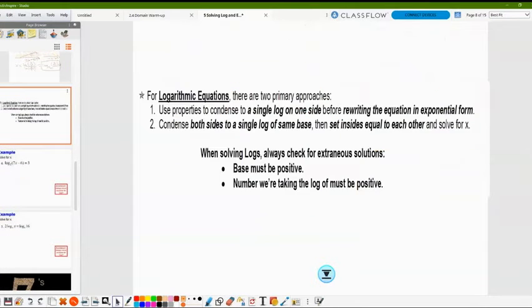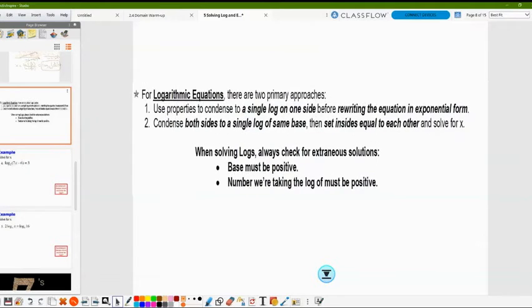So what if we want to solve logarithmic equations? Well, logarithmic equations have two primary approaches. We can use properties to condense it to a single log on one side before rewriting the equation in exponential form. Now, if it's already just a single log on one side, you can go straight to rewriting it in exponential form and then solving. Sometimes we'll need to condense both sides to a single log. As long as they have the same log base, then we can set the insides equal to each other and solve for x.